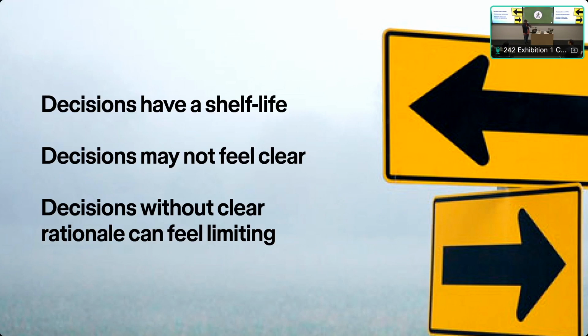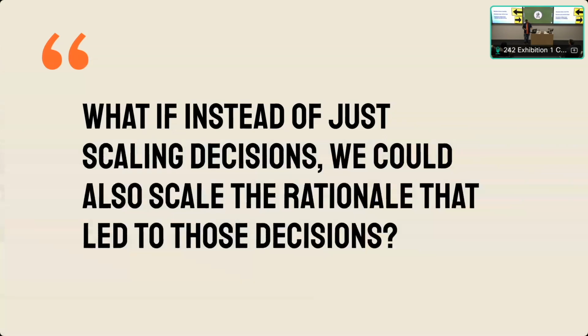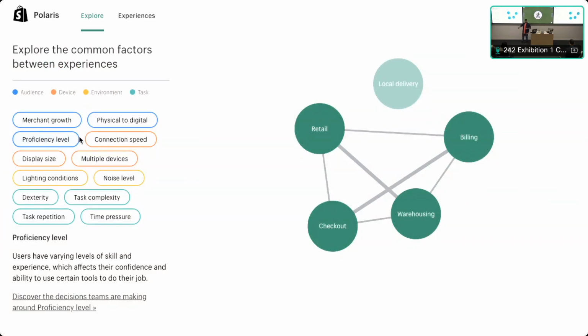And then decisions without clear rationale can feel limiting. And that was a big thing for us because we were like, so we're saying that the decisions are already in the system, but the rationale isn't. So what if instead of just scaling the decisions, we could scale the rationale, right? And so that's what we wanted to do. When we built this expressive system, we were thinking about, can we bring the rationale of the system to all of you? So now you're a part of the system. You're building it. You're evolving it, right?